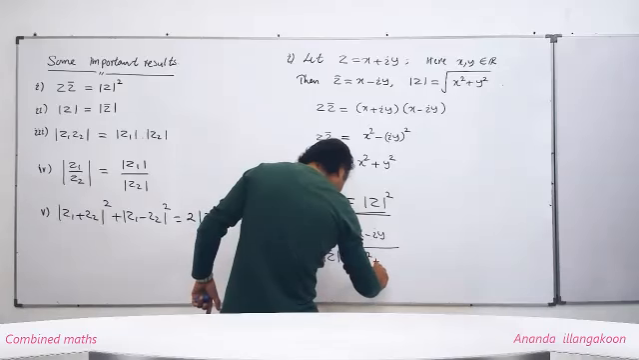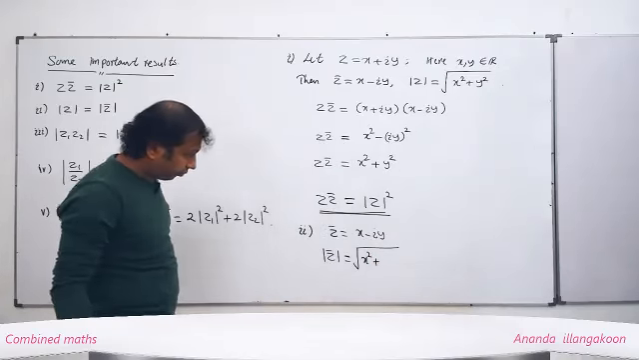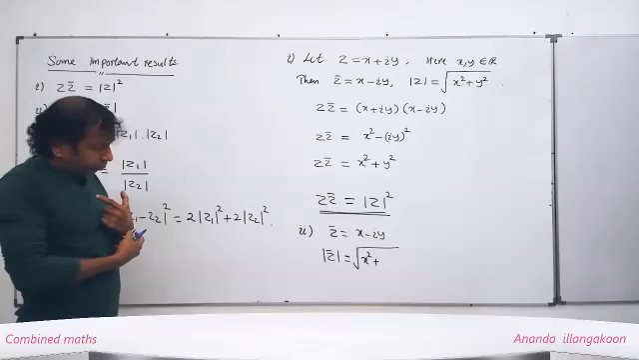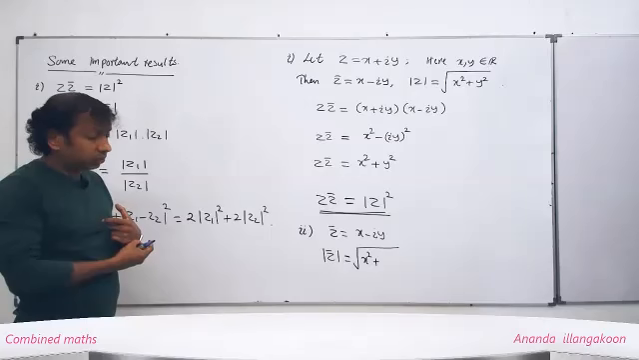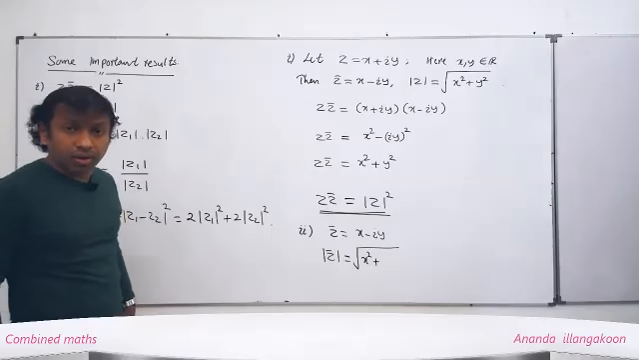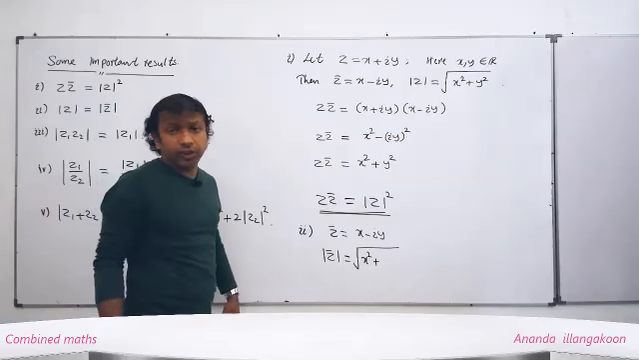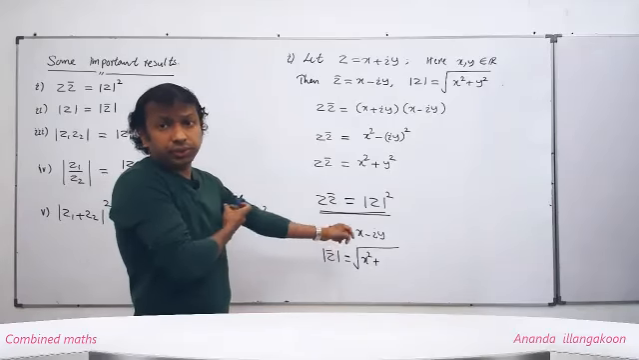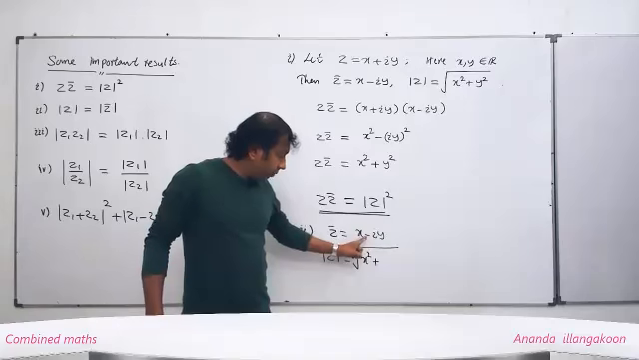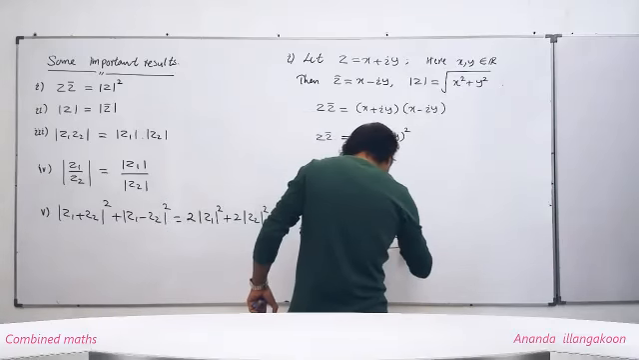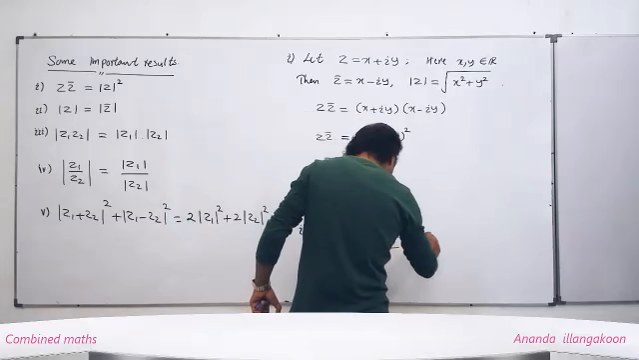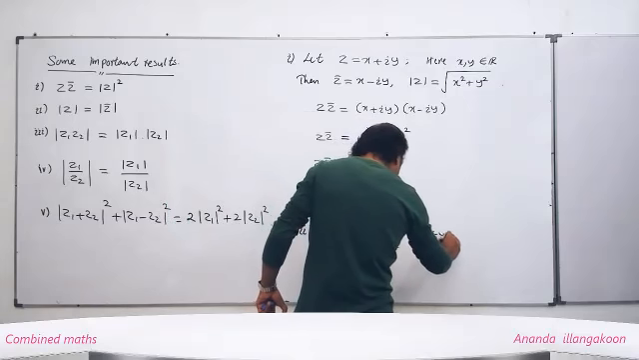X squared plus. We know the modulus of a complex number is obtained from the real part squared plus the imaginary part squared. The imaginary part, people, here you can write this one as x plus i times minus 1.